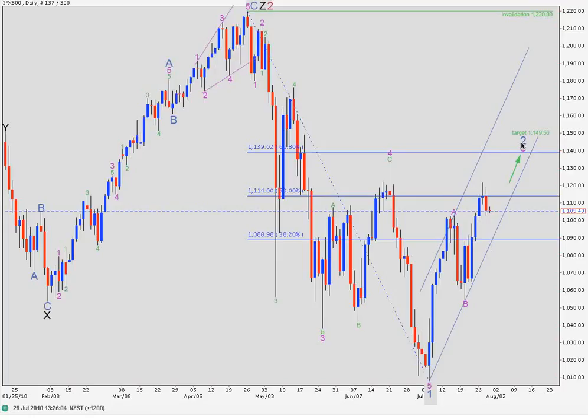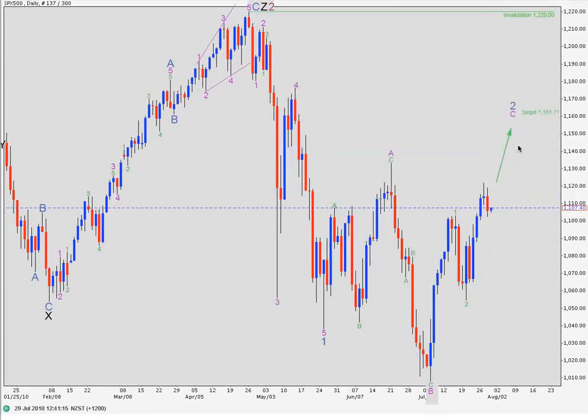When we know where wave 2 blue has indeed ended, then we can calculate a target for wave 3 blue for the midterm to the downside. I won't do that yet because obviously we don't know that 2 blue has ended, it's not over yet. Taking you now to the alternate wave count.